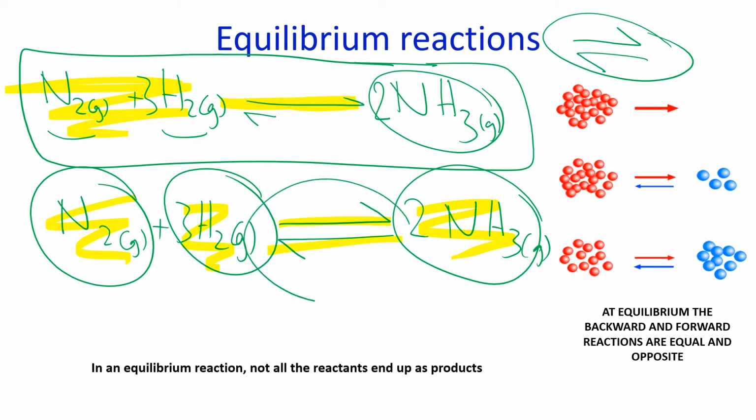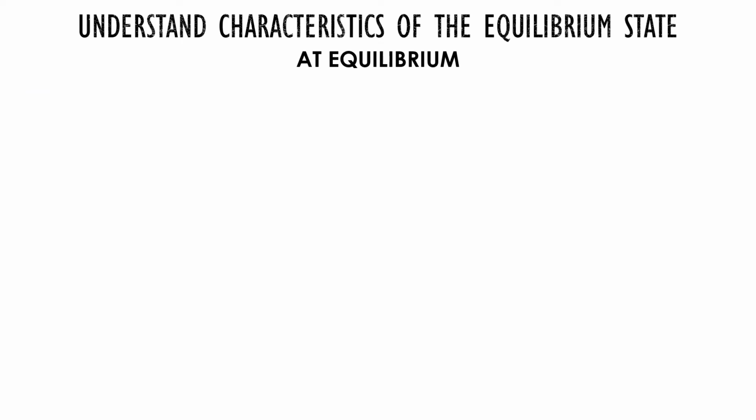We should have the rate of the forward reaction equal to the rate of the backward reaction. We should have a fixed amount of the reactants and the products. In the next slide, we'll speak about the characteristics of the equilibrium state. Now, what are the characteristics of the equilibrium state?